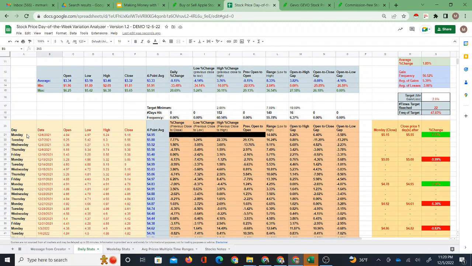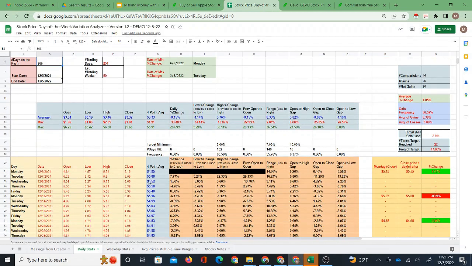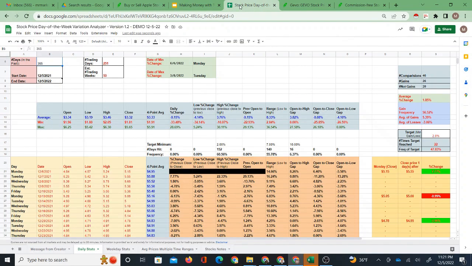So you also have Monday, Tuesday, Wednesday, so you can see what day it is. And I already have certain gaps in here, being calculated on each day. So that low percent change I talked about, that's the close to the close. Let's take a look at this just so I want to make sure we understand what everything is. This close to close, that's what that is.